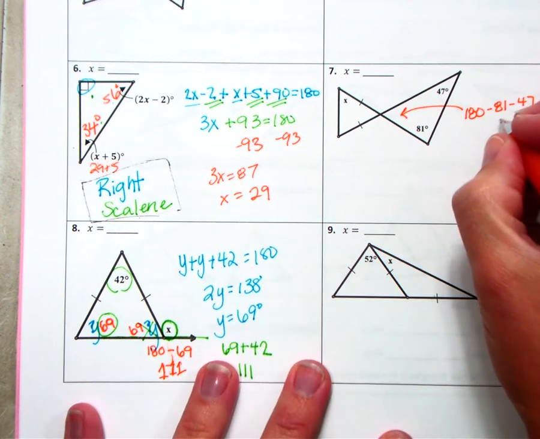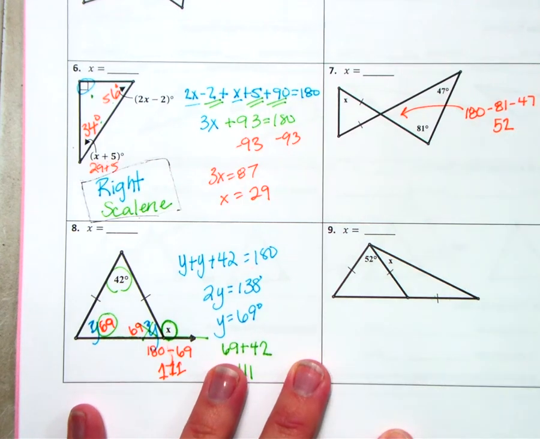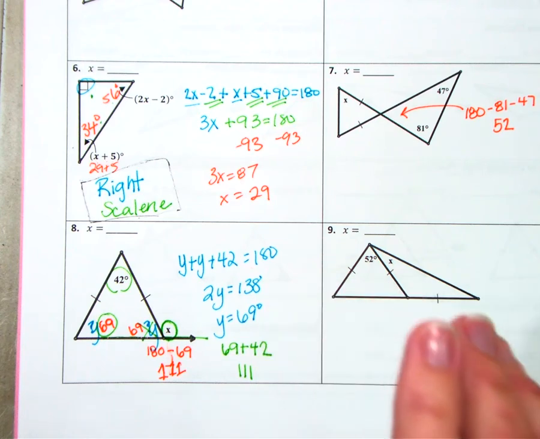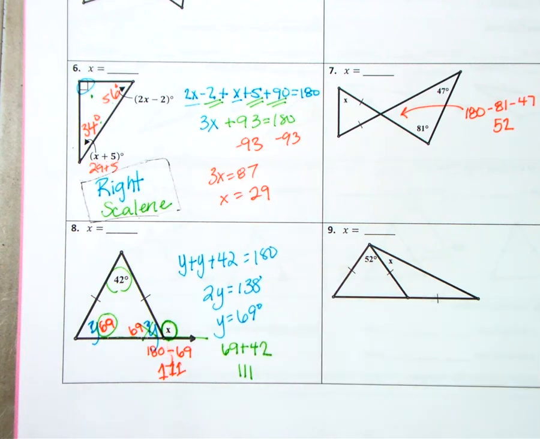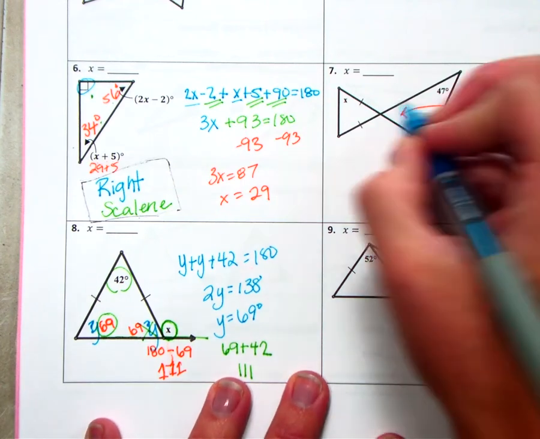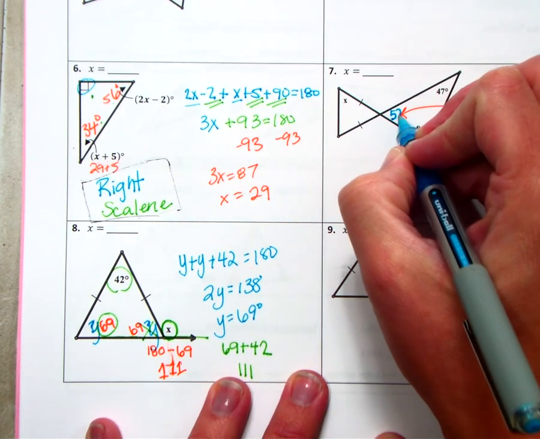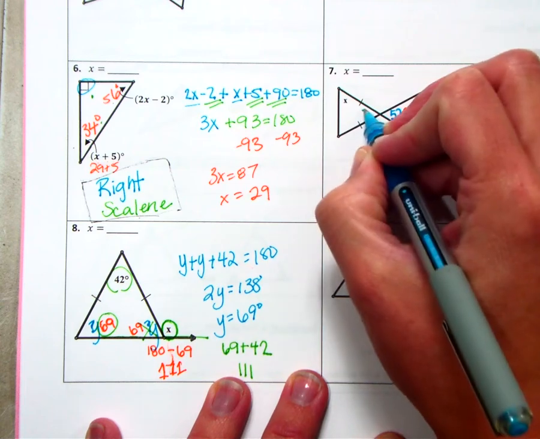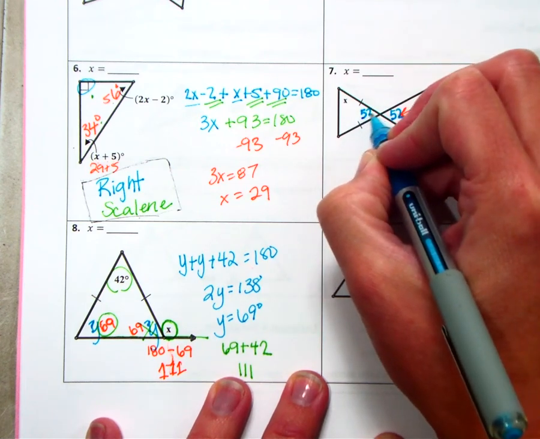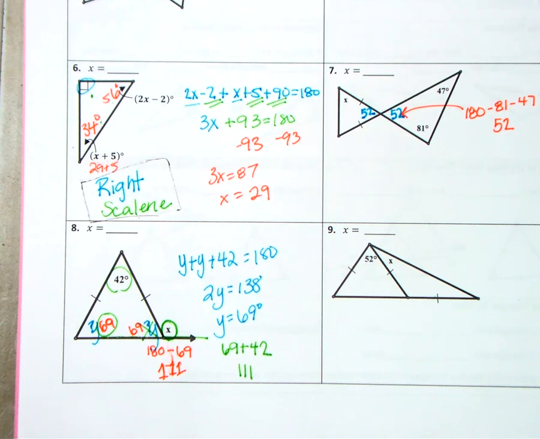That's 52. Now, a very common piece of information that we will be using a lot is that if this one is 52, so is this one, because these are vertical angles. Vertical angles are going to become very important. We're going to use them a lot, so we need to know that when 2 lines intersect, the angles across from each other are equal.